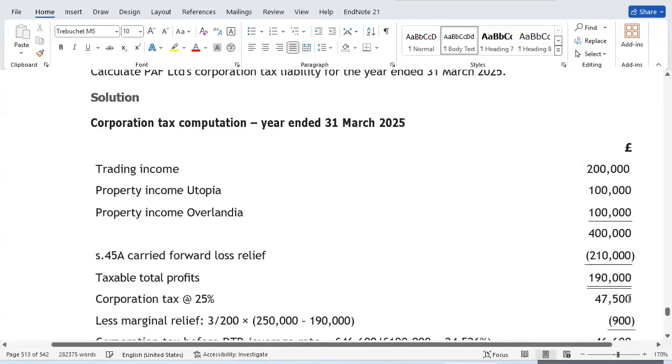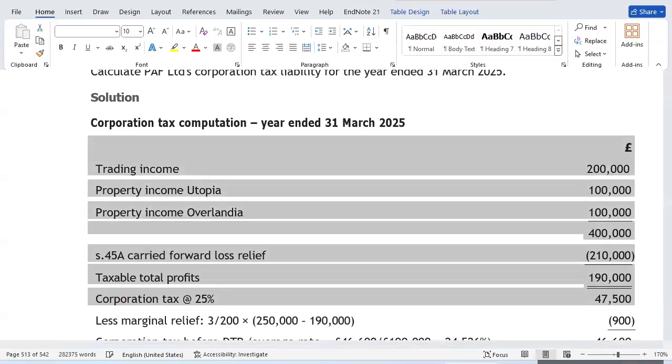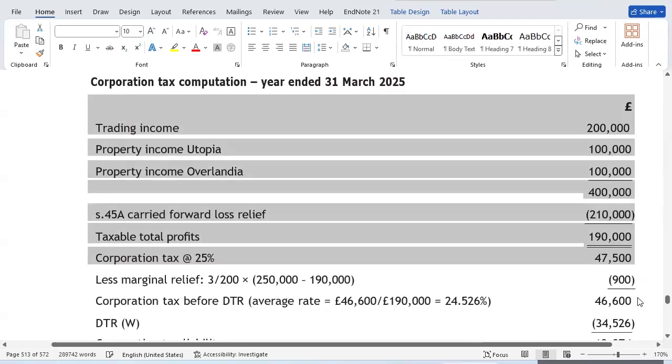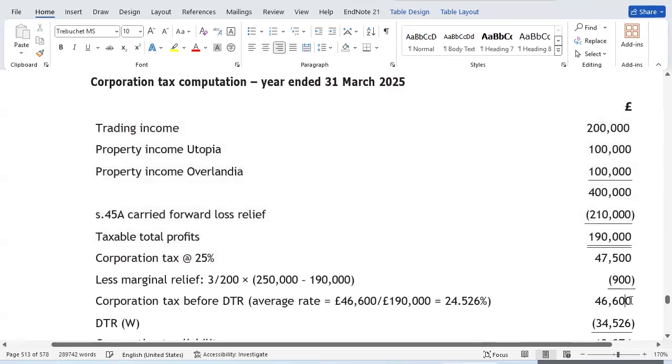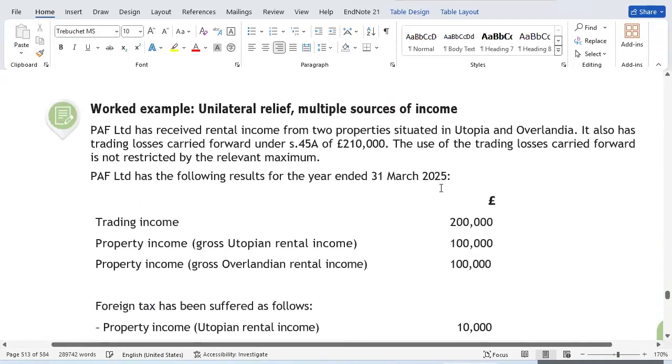you will do until the 47,500. Okay, right? If you still remember, we are going to look at this. We'll do until the 47,500, right? And then DTR is given after that. Okay. Oh, sorry. The total corporation tax, 46,600, not 47,500. Okay.